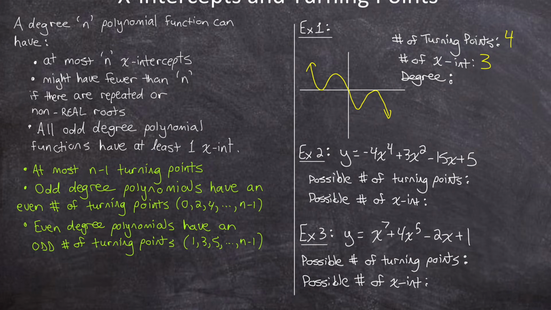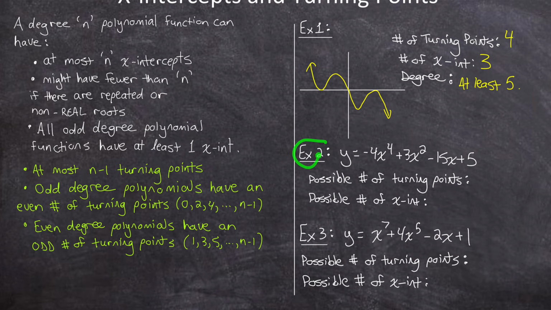So what degree could this polynomial be? Well, it has 3 x-intercepts, so could it be degree 3? No, it couldn't be degree 3 because a degree 3 could have at most 2 turning points. Could it be degree 4? Well, a degree 4 could have at most 3 turning points, so no. And also, I can see based on this end behavior that this is odd degree. So the least possible degree this function could be is degree 5.